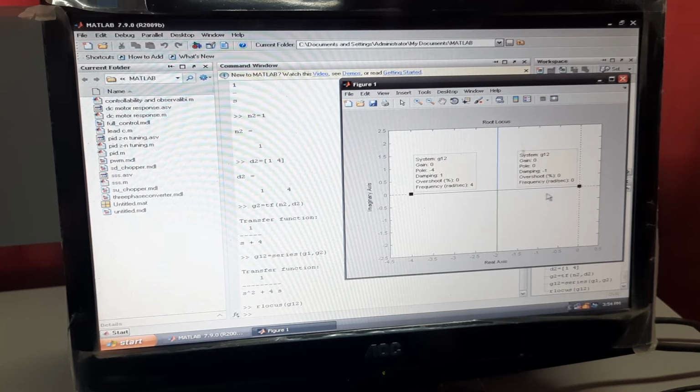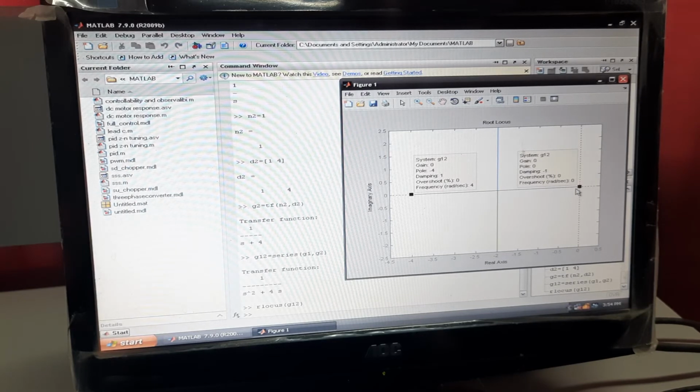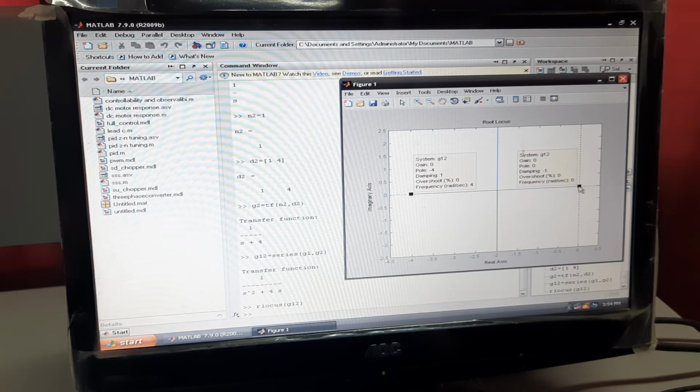So we know that root locus will start from open loop poles, where the gain value is 0, and it will terminate at k equals to infinity, either at an open loop zero or at infinity. If no open loop zero is present, these two root locus branches terminate at infinity.